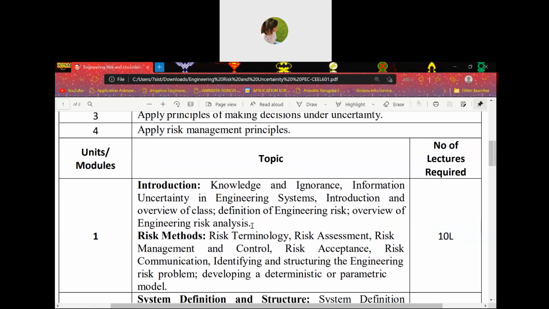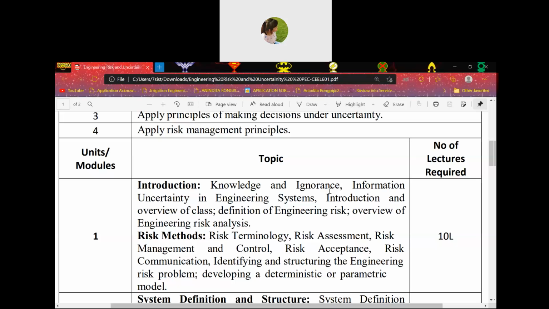Okay, so in the introduction part there is engineering risk and uncertainty, knowledge and ignorance, like the basic knowledge of risk and uncertainty, and also how many people ignore certain risk and uncertainties. All these things we'll discuss here. Then information uncertainty in engineering systems, the different uncertainties that will occur in engineering systems and the information related to that. Next, introduction and overview of class. Class is a basic definition that we'll study. Class doesn't mean the normal definition, but class means the related thing: risk method and uncertainty.